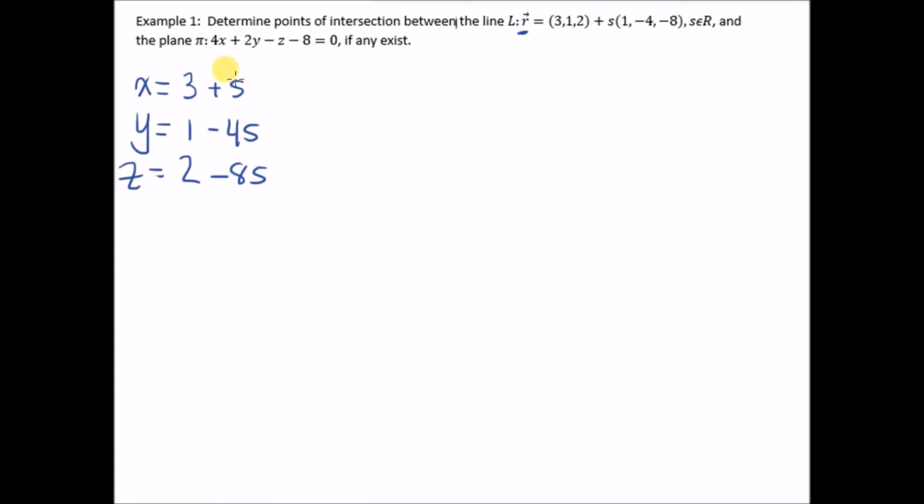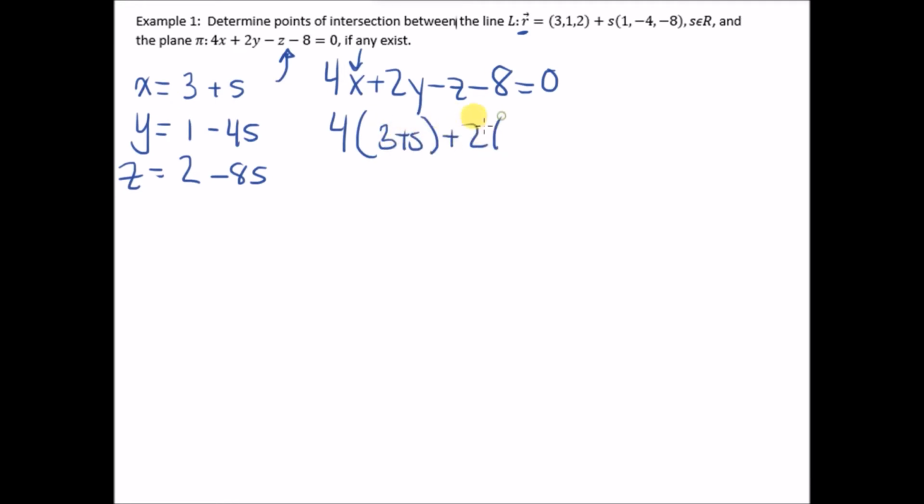By subbing in these parametric equations, what we're asking is, when is this line in this plane? So let's take the equation of the plane, 4x plus 2y minus z minus 8 equals 0. For the x, let's sub in 3 plus s. For the y, let's sub in 1 minus 4s. And for the z, let's sub in 2 minus 8s.